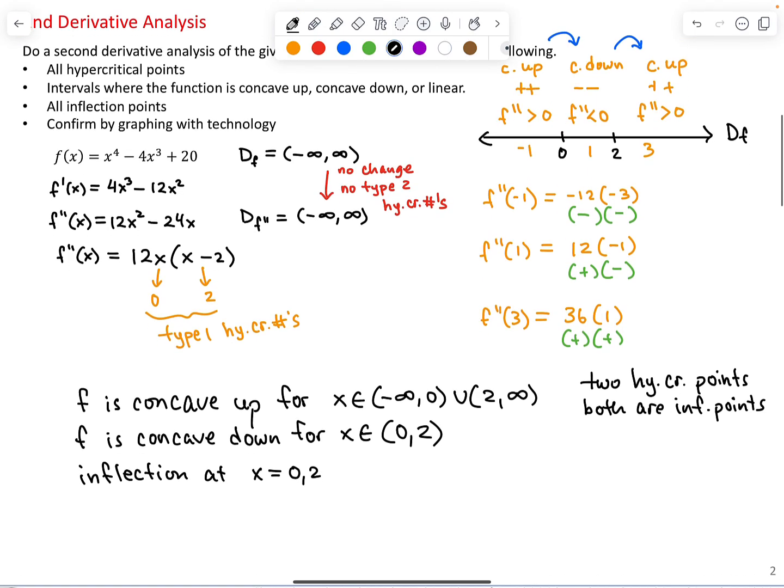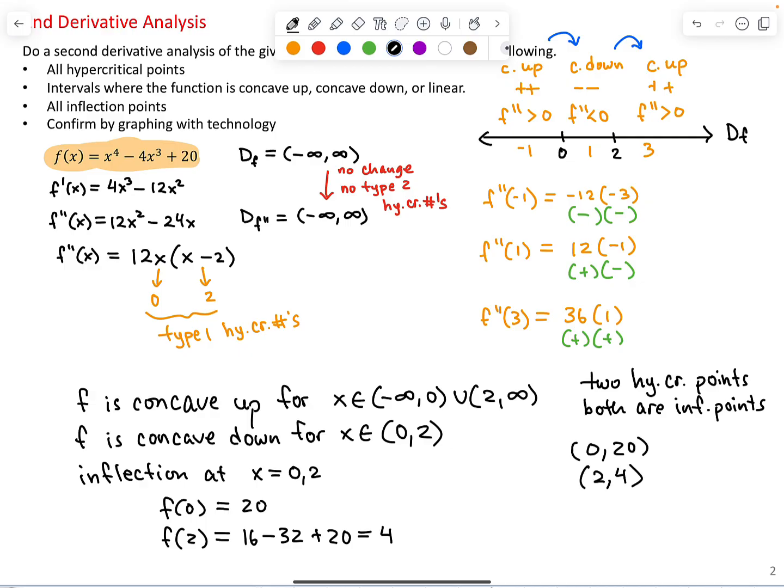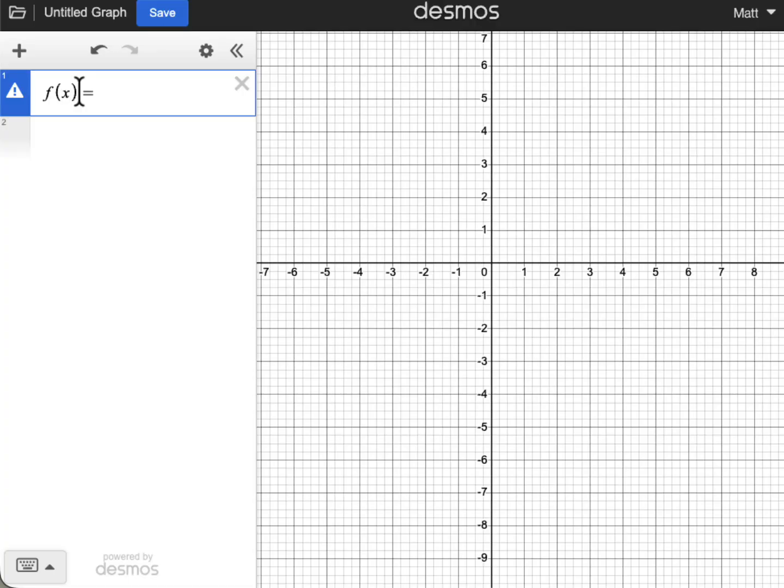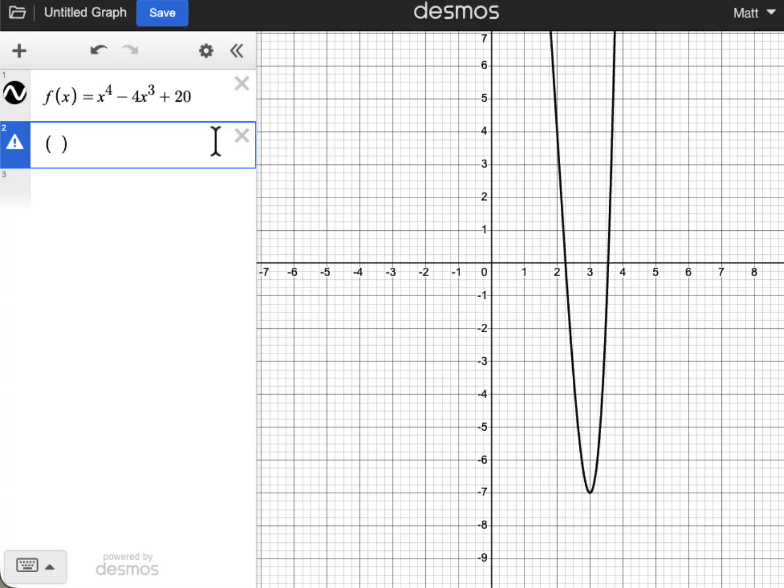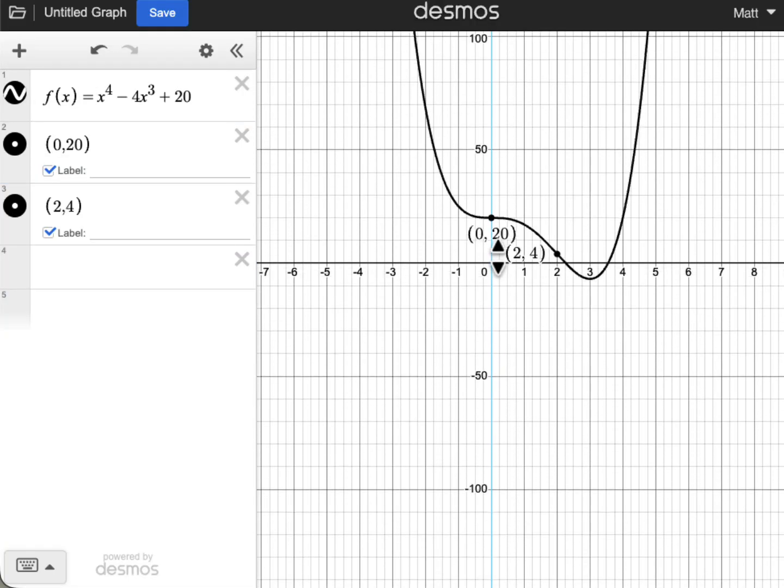We just need to get the outputs. So let's plug 0 into the original function, which is here. Plug 0 in, we get 20 back. And let's plug 2 into the original function. 2 to the 4th is 16. 2 cubed is 8. Times 4 is 32, so minus 32. And then plus 20. 16 and 20 add to 36. Minus 32 gives me 4. So our 2 inflection points, which are also hypercritical points, are (0, 20) and (2, 4). Going to confirm by graphing, typing in the function and both points, changing my viewing window.